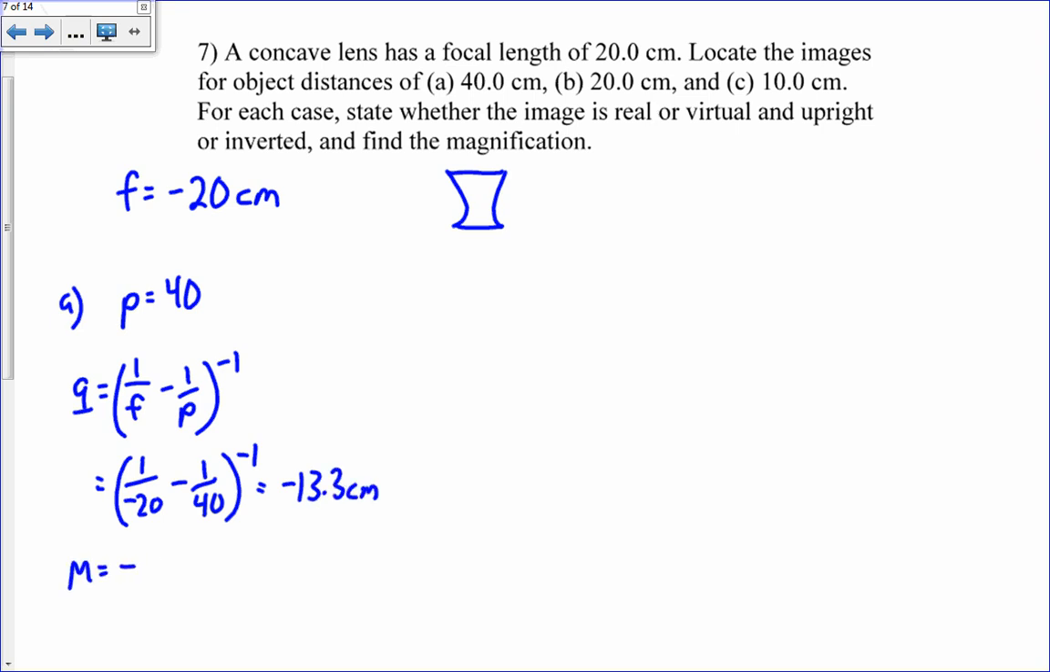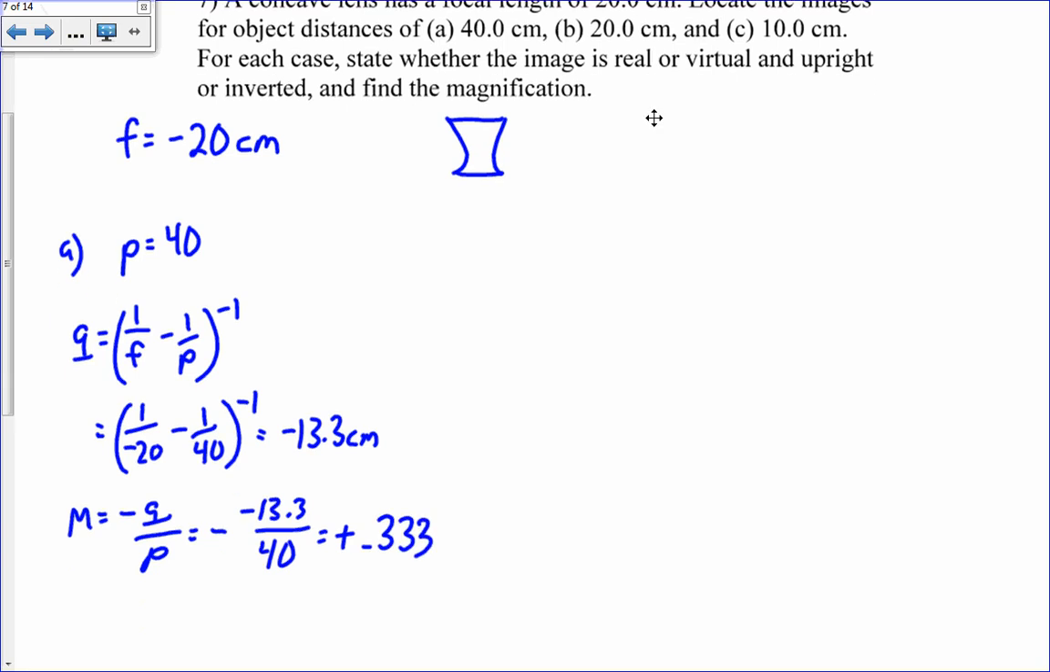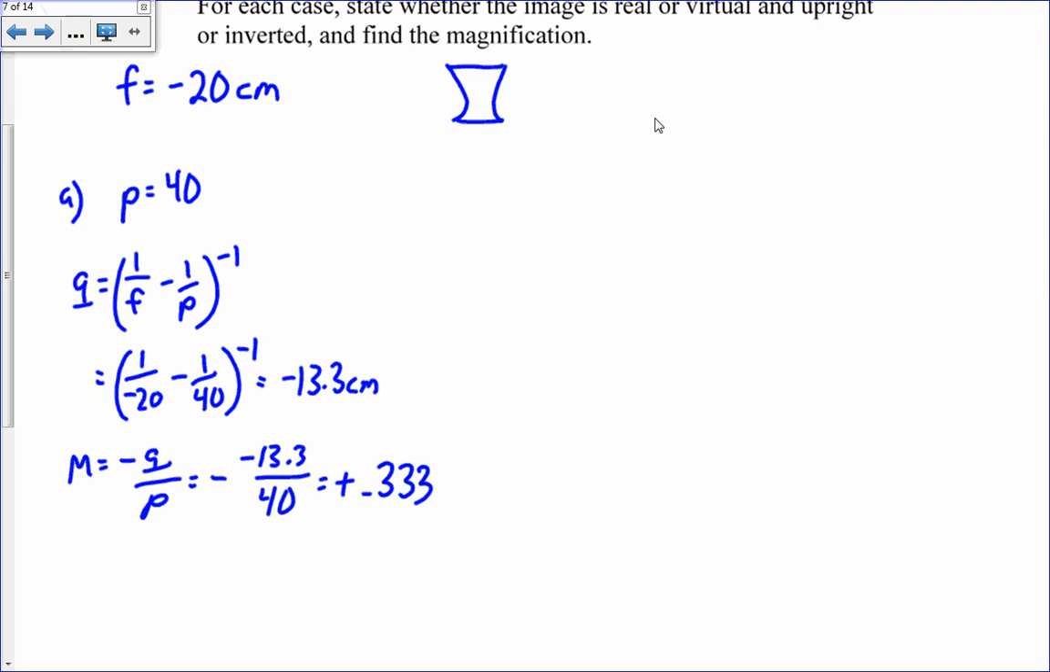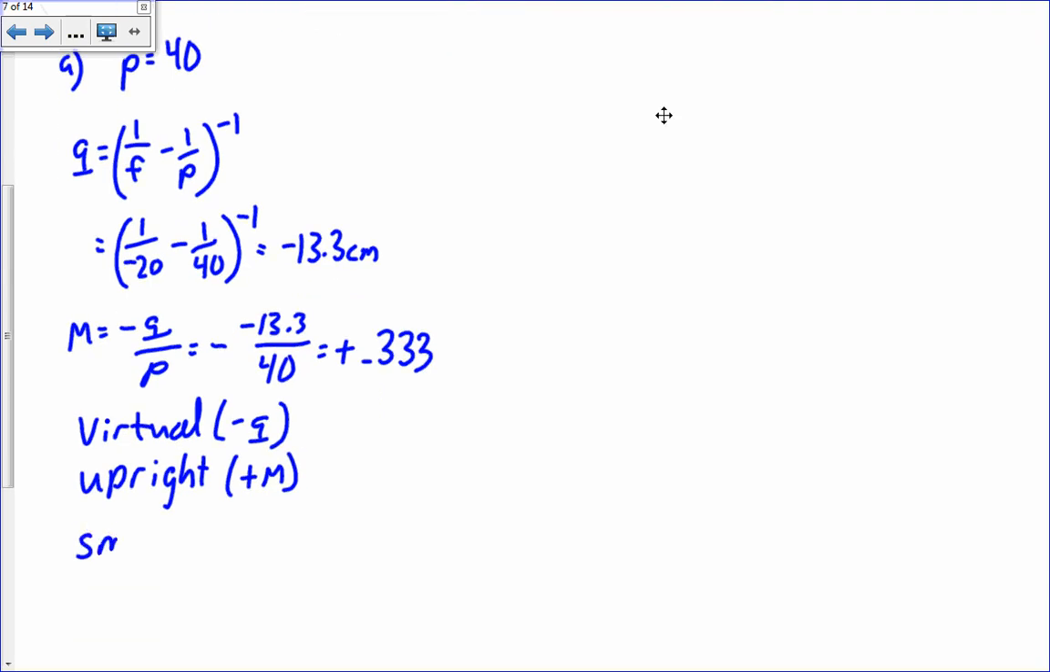And then my magnification is negative q over p. It's going to be negative 13.3 divided by 40. It's positive 0.333. All right, so that's A. Oh, and so this is virtual, because it's negative q. Upright, because it's positive m, and smaller, because the magnitude of m is less than 1.